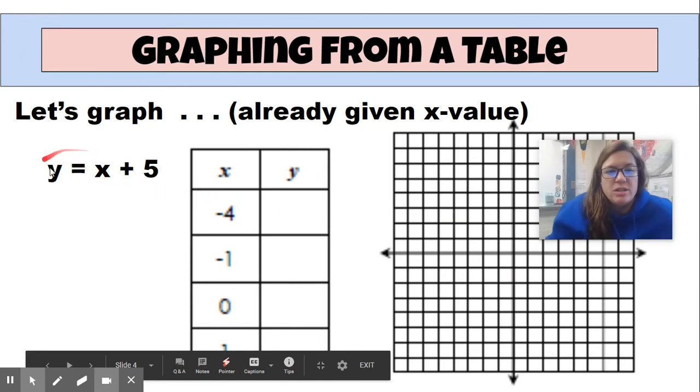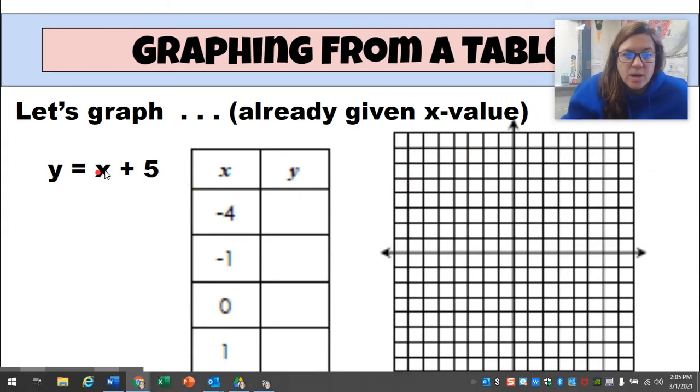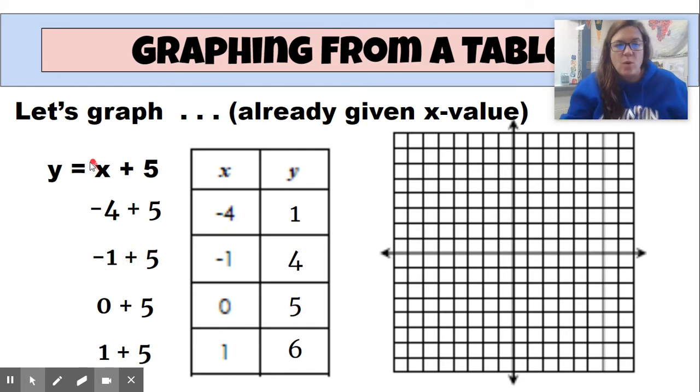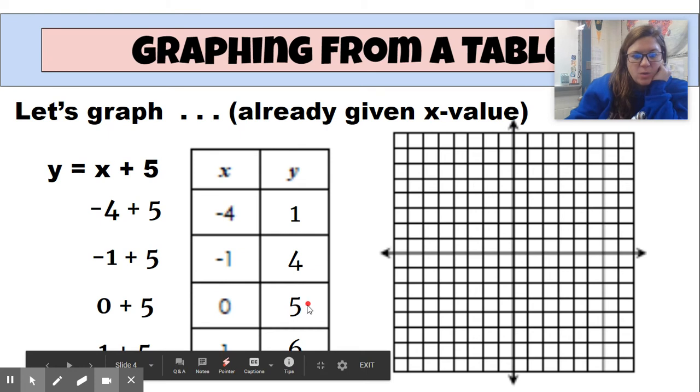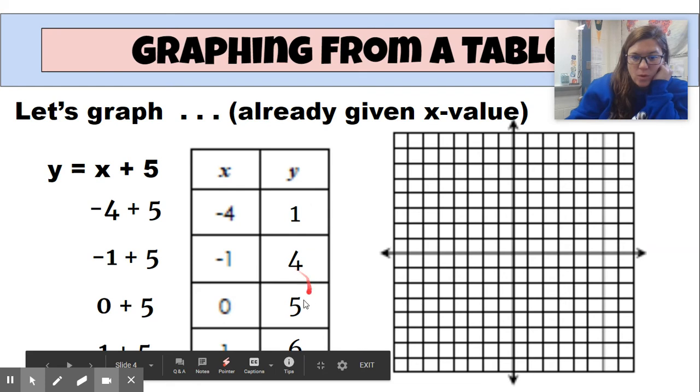So here's our equation. And this is when I've already given you the x. See, this whole table already has the x there. So you're going to plug this -4 into the x. -4 plus 5 will help us figure out the y. -4 plus 5 is 1. So for the -4, this is 1. Now let's go down here. What's -1 plus 5? 4. Now I'm going to put in a 0. 0 plus 5 is 5. And now I'm going to put in a 1. 1 plus 5 is 6. I've just created 4 ordered pairs.